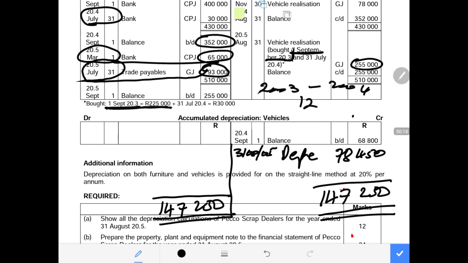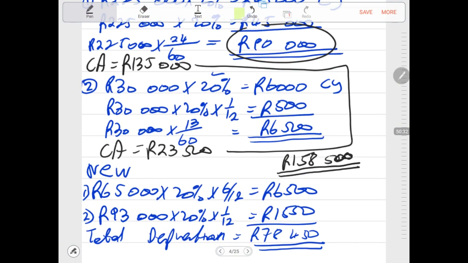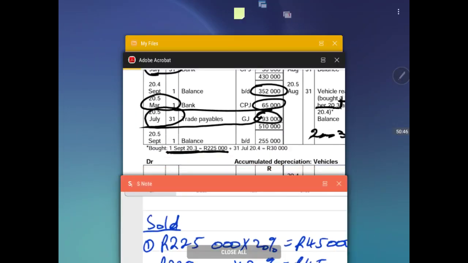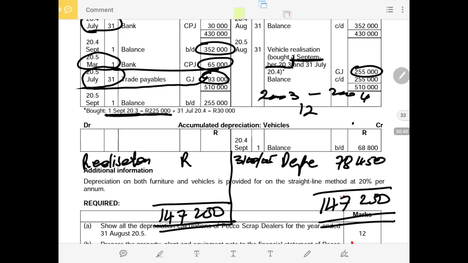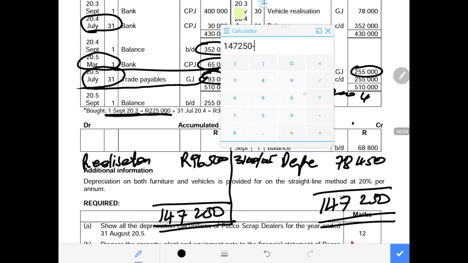Then now we need to record all the accumulated depreciation for the sold motor vehicles. The total accumulated depreciation for the sold motor vehicles will be 90,000 for the first vehicle and 6,500 for the second vehicle, which becomes 96,500. So we'll have here 96,500. Then after we say minus 96,500, how much do we get?